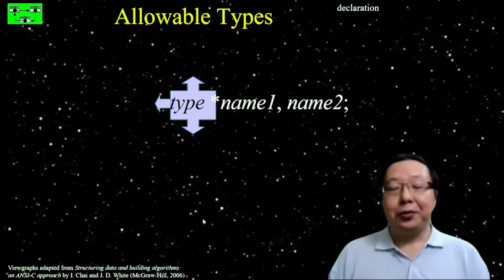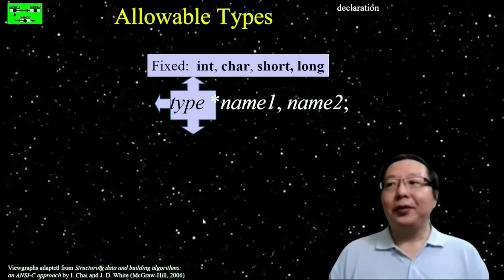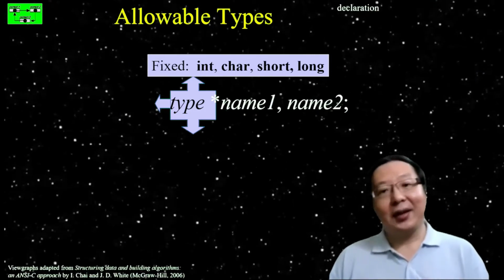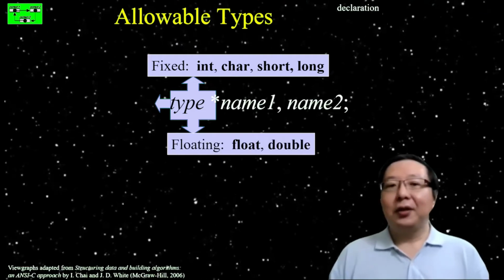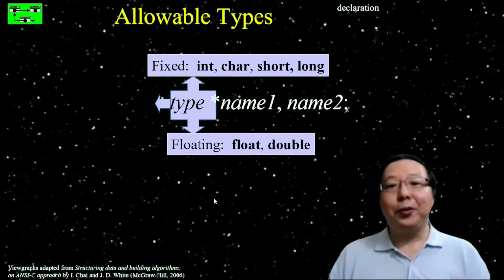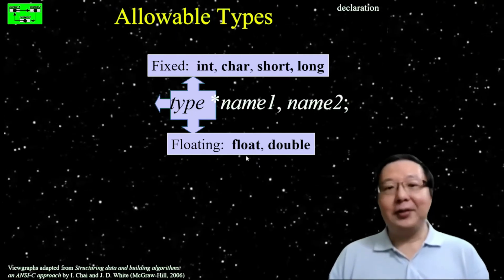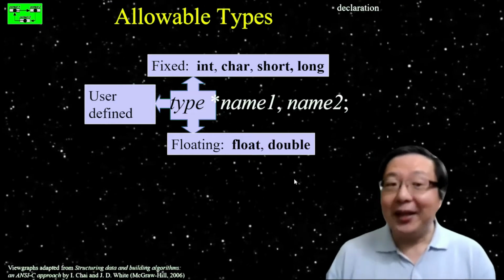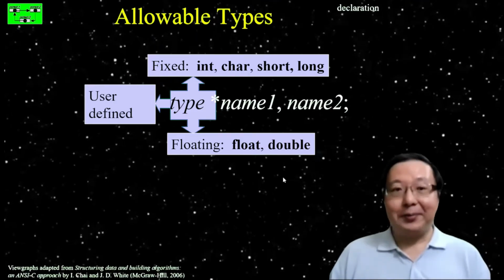What types can we do? Well, you can put those fixed point variables like int, char, long, short. You could put floating point variables like float and double. And later on, you will learn how to make user-defined types as well.